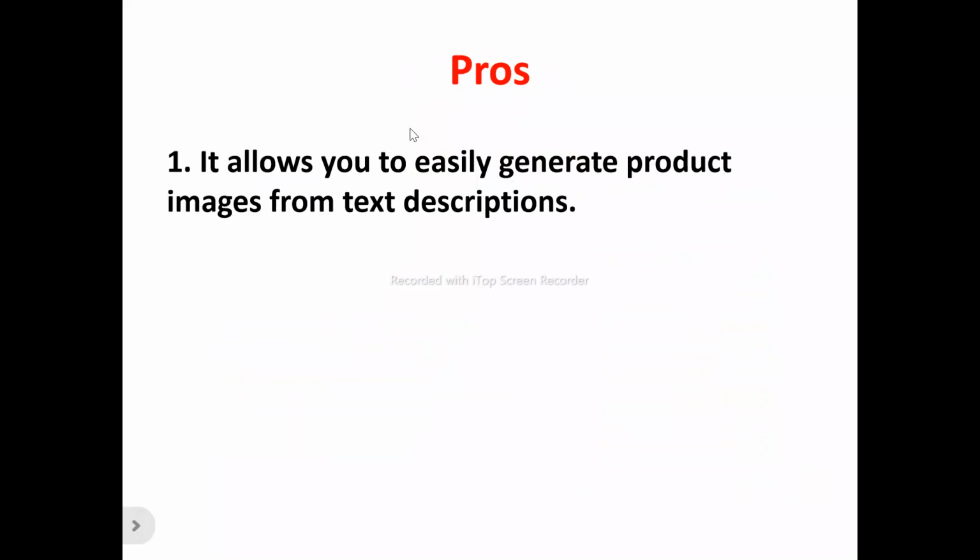Number one, it allows you to easily generate product images from text descriptions. That is the gist of Claid AI. Claid AI helps to easily generate stunning and professional looking product images with its text to description feature. All you just have to do is describe how you want your product image to look like, and Claid AI will help to generate that stunning, beautiful, and highly converting product image for your business.